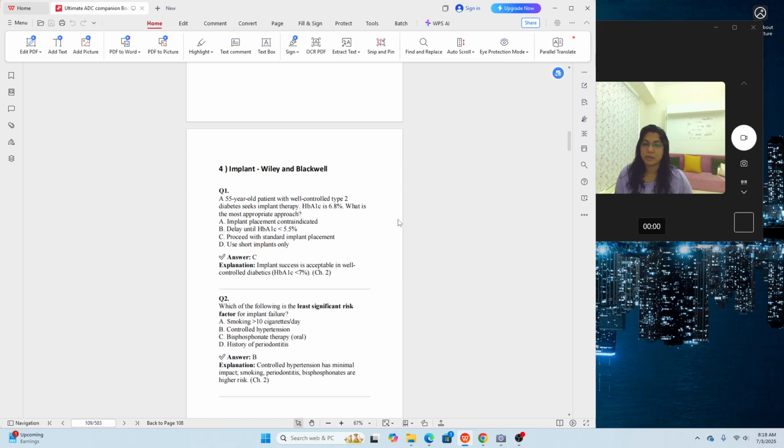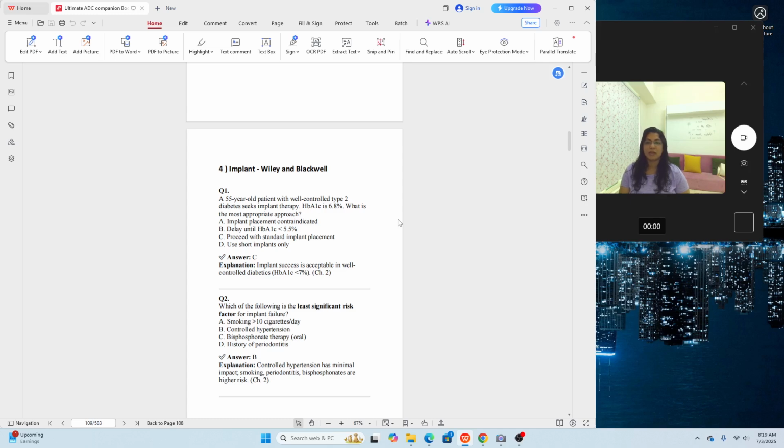So let's see the options. Implant placement contraindicated. No, it is not contraindicated. Delay until HbA1c is less than 5.5%. Well, if you want to wait till it comes down to 5.5%, it's basically non-diabetic, right? That's not going to happen. So you have to go with the factors which are controlled rather than trying to eliminate the disease.